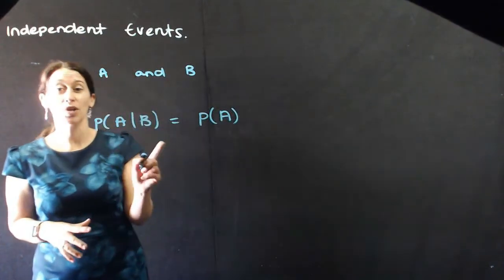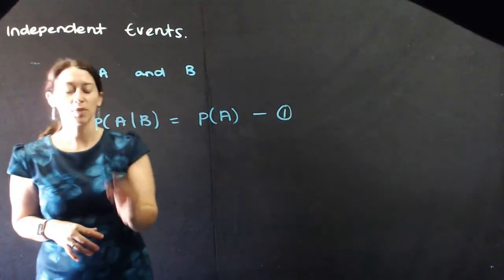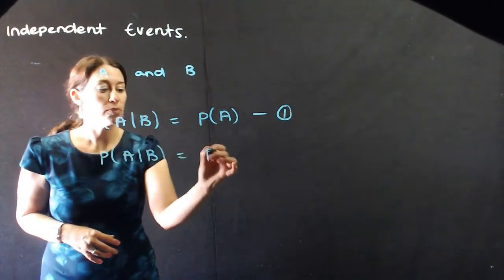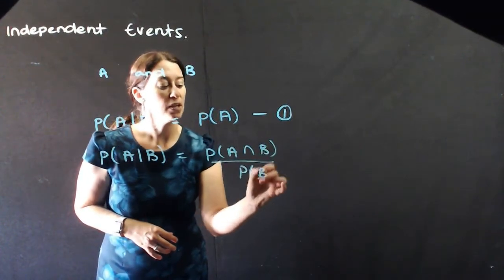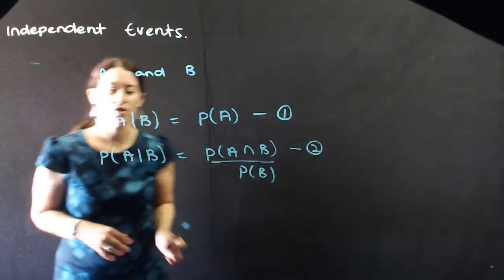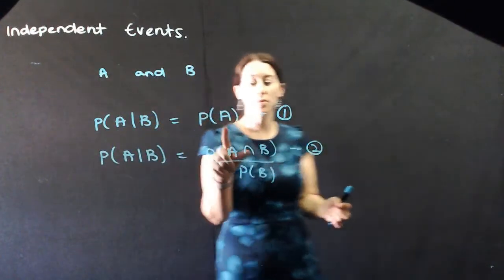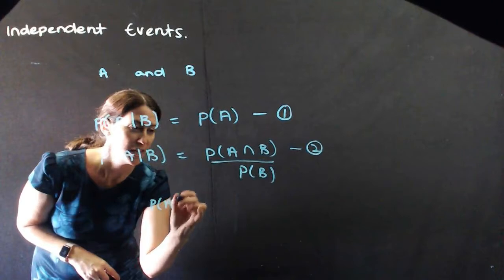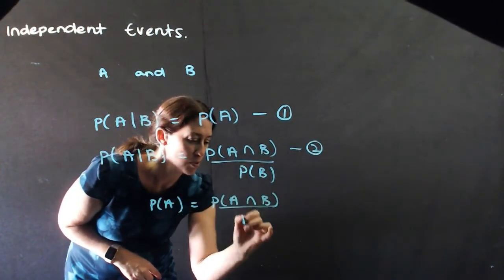Now, we'll call this one equation 1. We also know from conditional probability that the probability of A given B is the probability of A intersection B divided by the probability of B. Let's call that equation 2. Now, because they're both equal to the same thing, let's equate them. So we can put the probability of A equal to this. So the probability of A equals the probability of A intersection B divided by the probability of B.